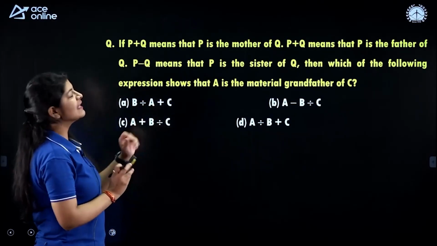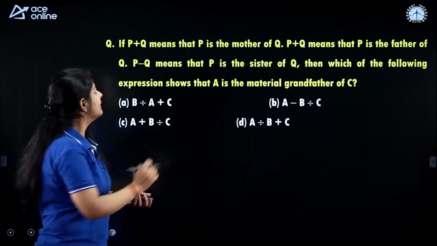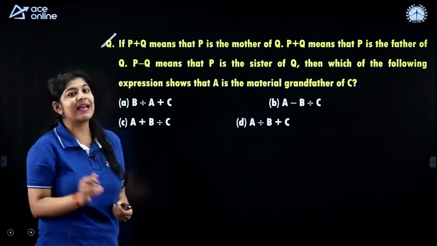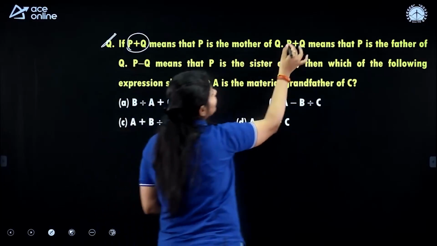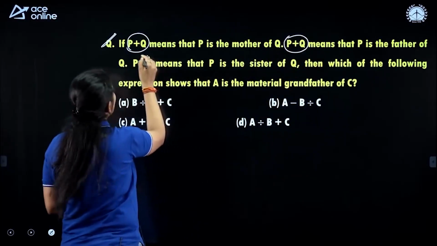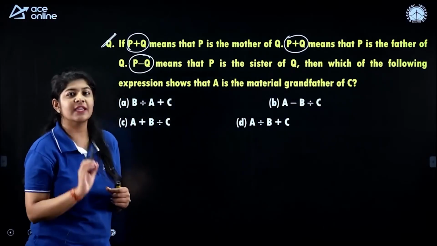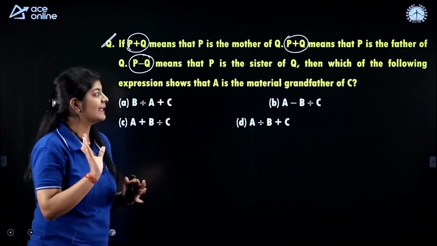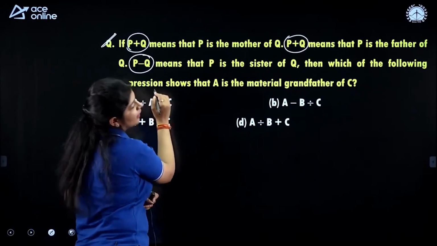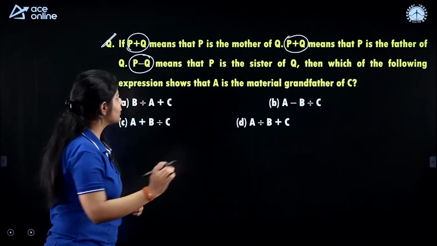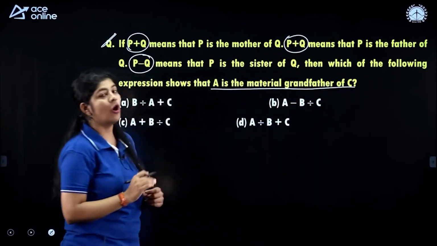Here the data is given in the format of coded data. This type of blood relation is known as a coded blood relation. Here some symbols with the entities are given, and here we are having few data, right? Now on the basis of this, what we need to do is determine the answer, and the question is asking us what? Which of the following expression shows that A is maternal grandfather of C?